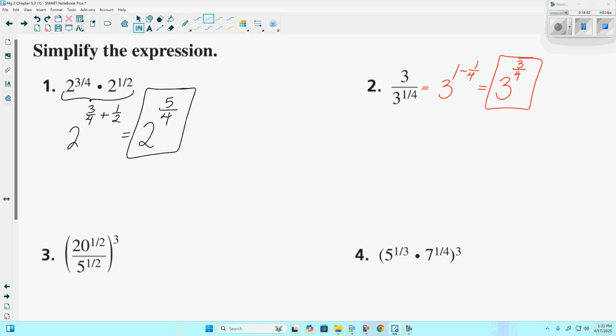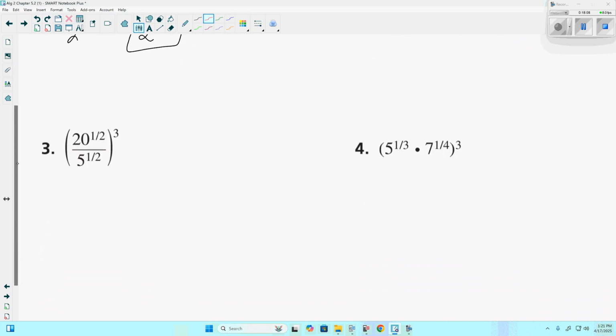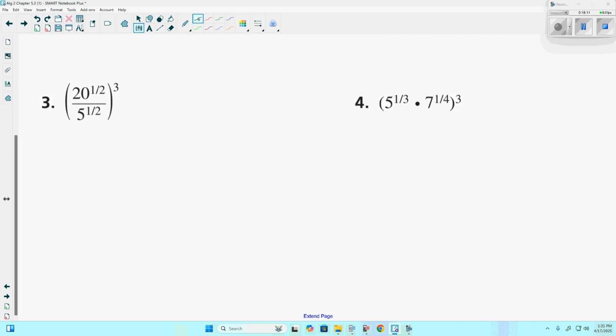Number 3, 20 to the 1/2 over 5 to the 1/2, all to the third power. 20 and 5, are they divisible? Can we simplify that? 20 is divisible by 5, yes? So we can pull that power out. That tells us that we have 20 over 5 to the 1/2 to the third. 20 divided by 5 is 4.